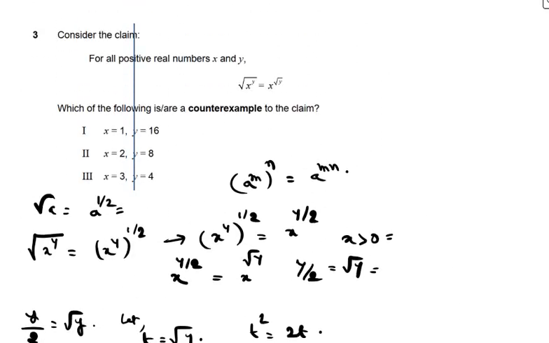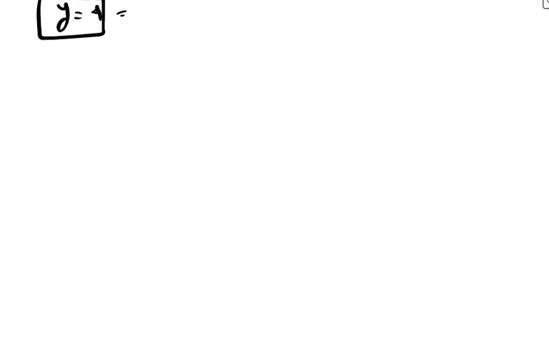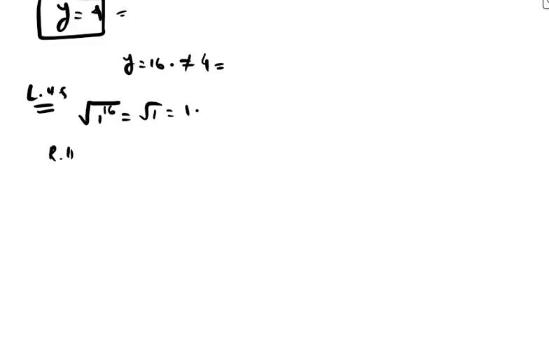Now let's get back to option A: x is equal to 1 and y is equal to 16. Here y is 16, which is not equal to 4, so this looks like a counterexample. Now let's verify it quickly. LHS: root of 1 to the power 16, that is root 1, that is 1. RHS: 1 to the power root 16, that is 1 to the power 4, that is 1. So both are equal. Why? Because the base is 1.